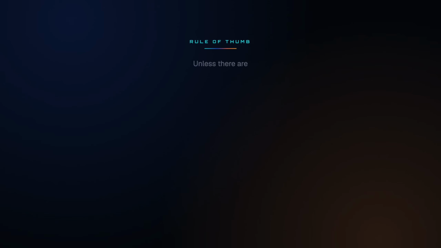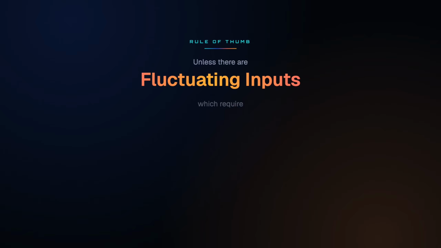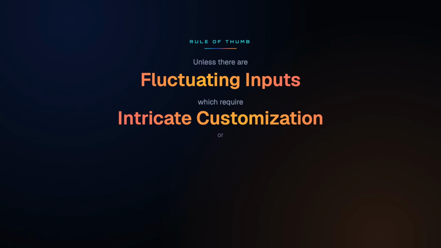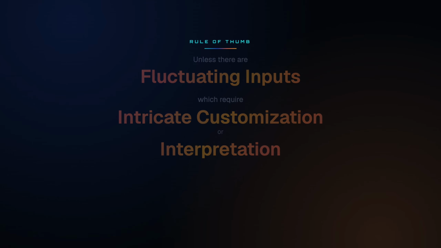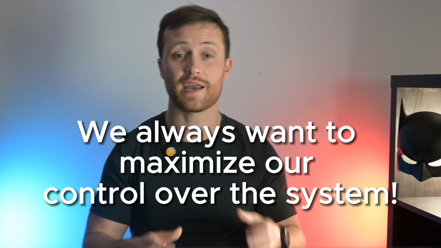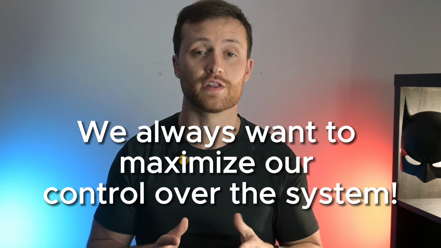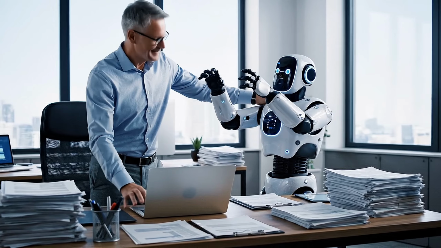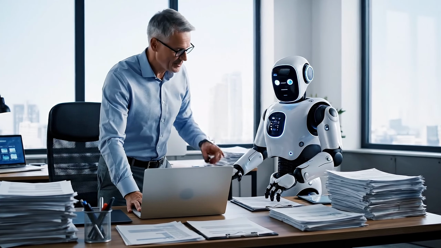So my rule of thumb for you is, unless there are fluctuating inputs which require intricate customization or interpretation, we go with an automation. And even then, we still try to frame things as an automation to the greatest extent we can, simply because we always want to try to maximize our control over the system. There's no rule saying a process that requires AI has to be completely AI. Maybe we automate 90% and the AI just takes care of the final touches, who knows?